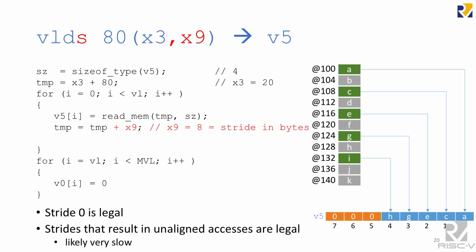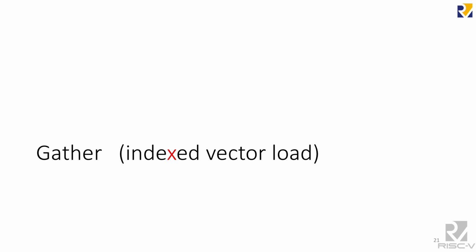And that tells you how far apart your data is in memory. For the example, due to PowerPoint limitations, I made a small stride. X9 is 8, the stride in bytes. So you take the first address, x3 plus 80, that's 100. To compute the next address you want to get to in memory, you add the stride, right? So 100, 108, 116, and so on and so forth. So you load the elements and you 0 the rest. Those of you that know vectors are like, wow, this is boring. So yes, it's boring and it's nice.